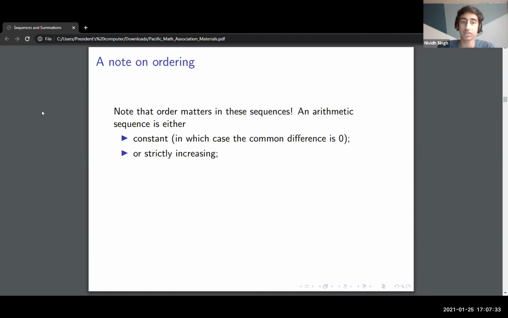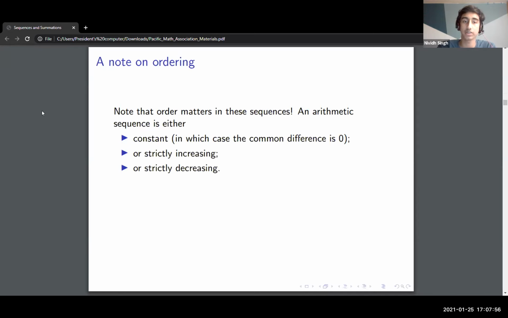Another arithmetic sequence is strictly increasing, and this means that the common difference is positive. So between the terms, we increase, and the common difference is positive. So 1, 2, 3, 4, 5, 6, 7 is a strictly increasing arithmetic sequence because the common difference is 1, and we increase between terms.